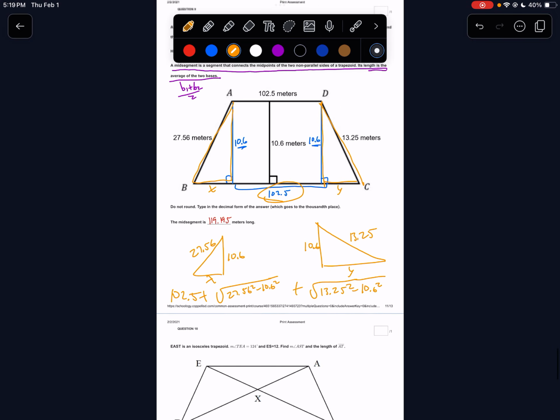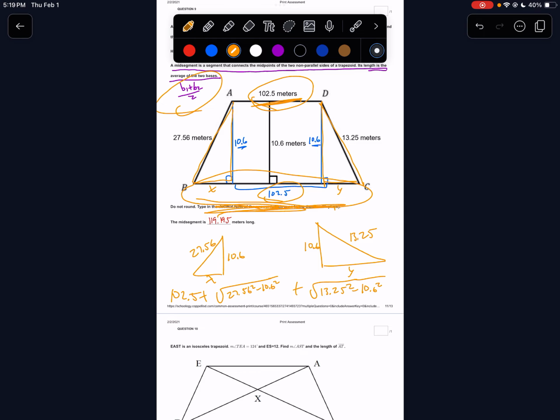All right, so I'm just going to type this in the calculator, but what am I doing? I'm doing this number at the top plus all three of those. So that's base 1 plus base 2, and then what am I going to do to that answer? I'm going to divide it by 2. So I'll show you my screen in a second, but I'm going to do 102.5 plus the square root of 27.56 squared minus 10.6 squared, all of that plus the square root of 13.25 squared minus 10.6 squared, and then plus the top would be another 102.5, all divided by 2.